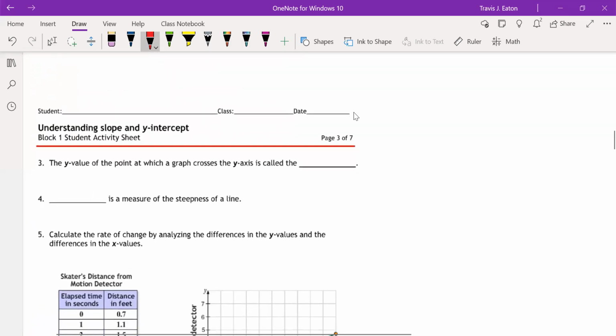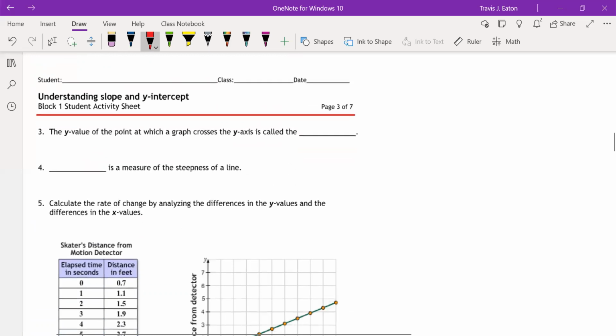Okay. So now the thing that you need to know is that when a line crosses the y-axis, the y value at that point is technically, and mathematically, the correct term is called the y-intercept. That's because that's where the line intercepts or crosses paths with the y-axis.